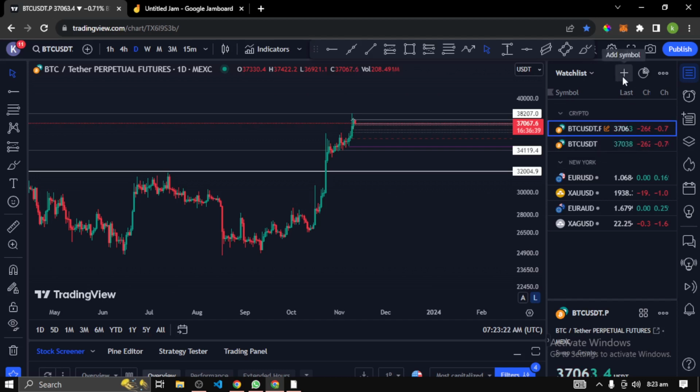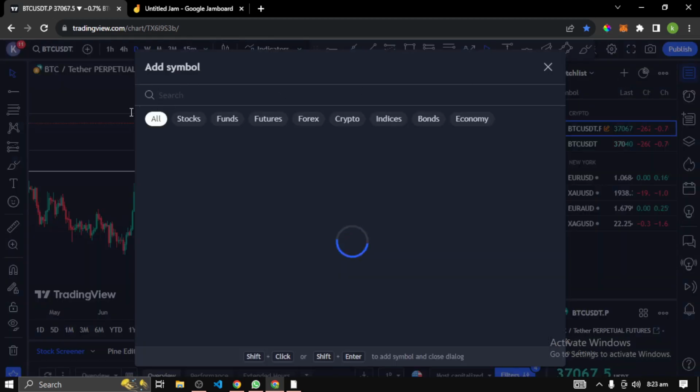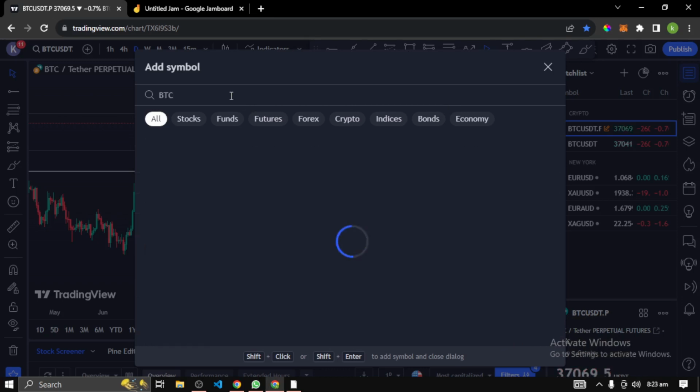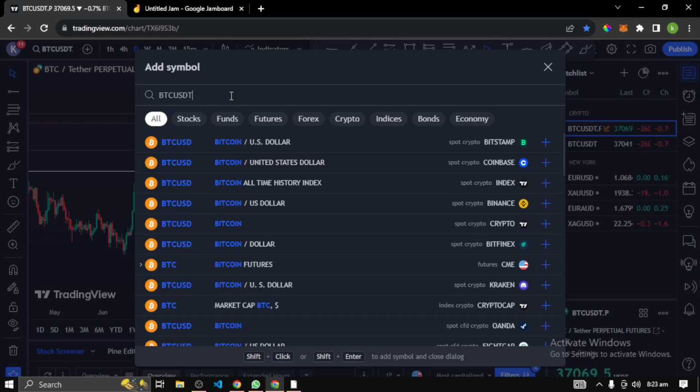I'm going to come here and click on add symbol. Then I'm going to come here. You see, we have a lot of them. I think I covered this in the last video. But basically now I'm going to select BTC USDT. So that's what it's going to be.